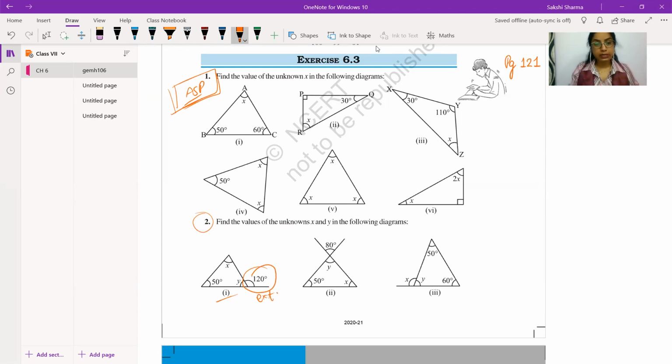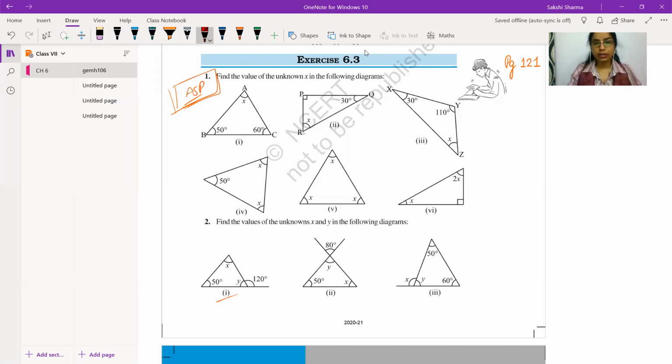You can use that property or you can use the properties you learned in chapter number 5, lines and angles. Linear pair. Yes, linear pair: y and 120 are forming a linear pair. You can also use that. For question number 2, you can try to use everything you have learned so far about angles and triangles, depending on whether that property can be applied here or not. You will have to observe and then try.